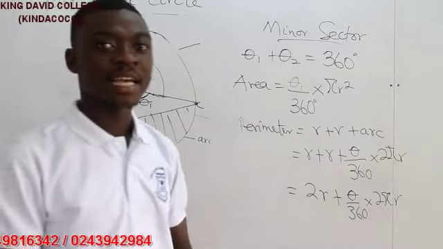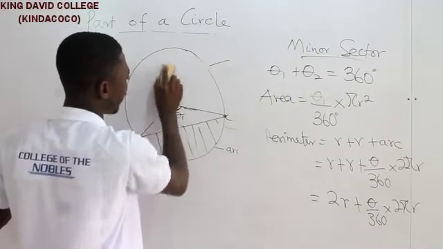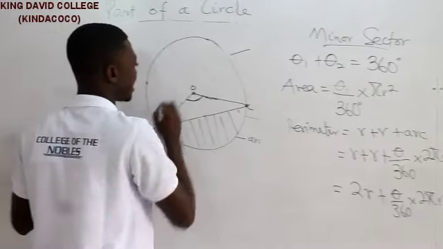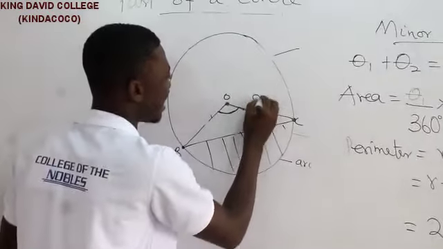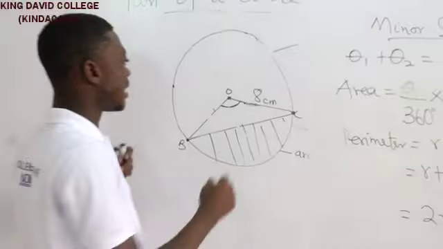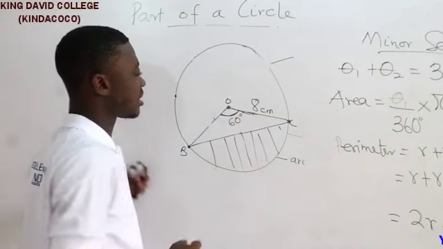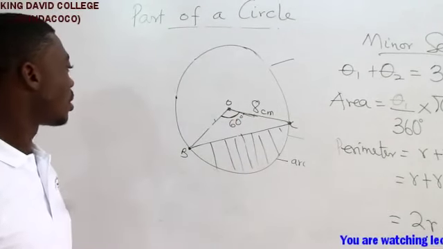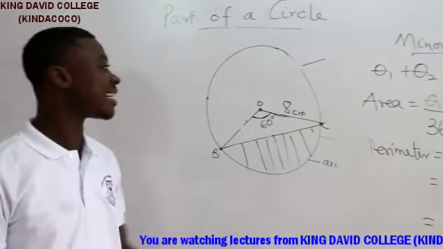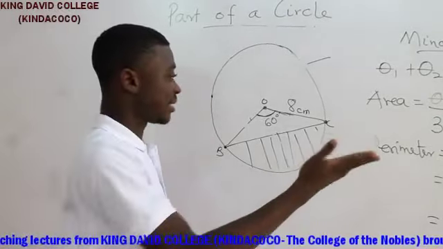So now let's take an example here. If I give you a shape like this and I tell you that the center is this and the radius is 8 centimeters, and the theta here is 60 degrees. So you should find the area of this minor sector. So you have been given theta, you've been given r. If you know these two, there is no stress here.